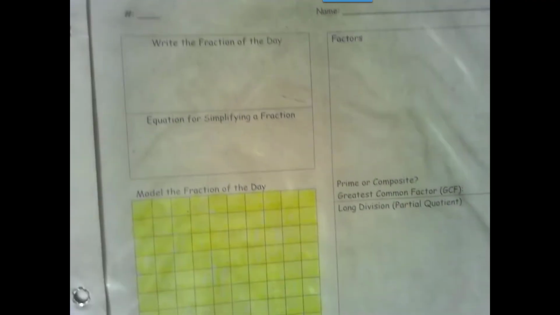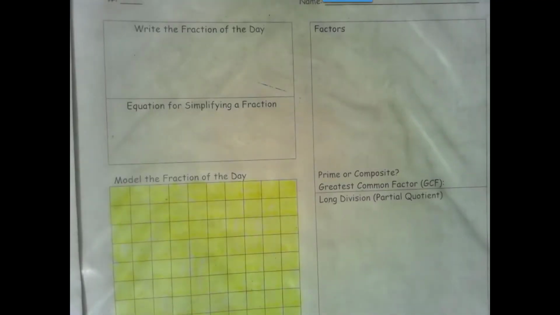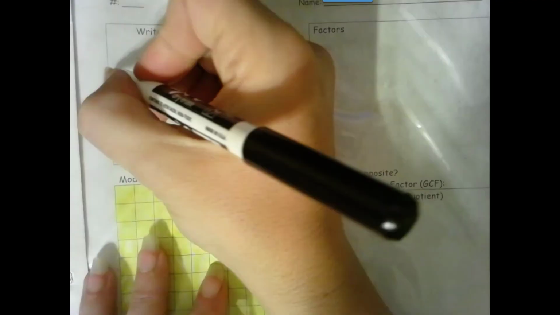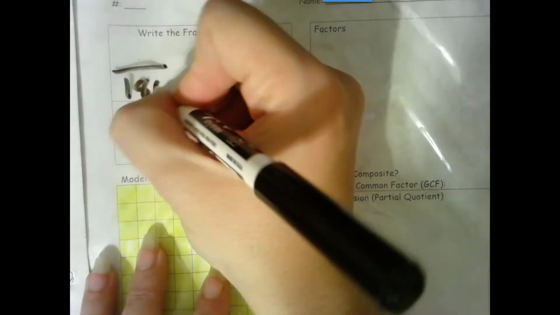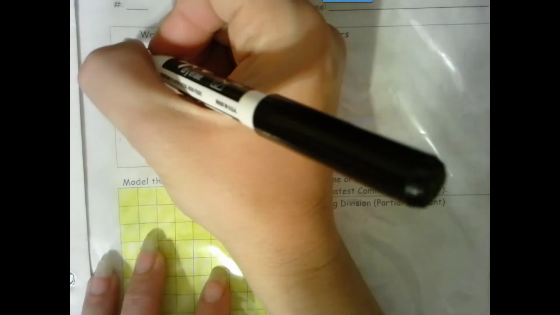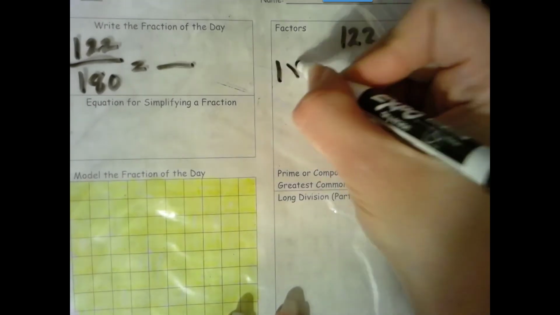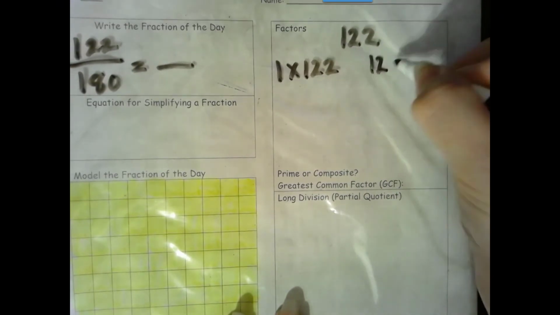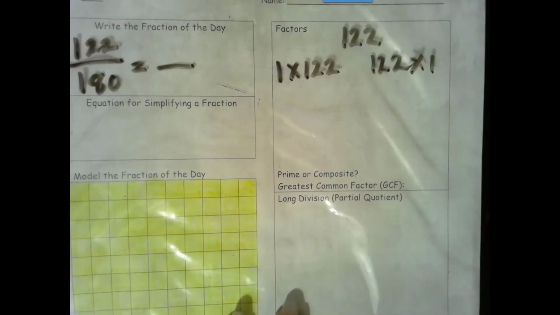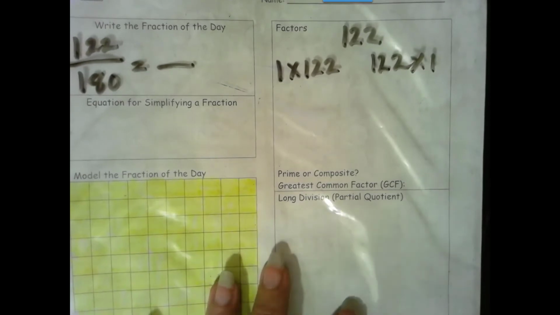Alright, let's go ahead and get down our beginning fraction. We have a total of 180 school days, and we are on day 122. Let's get down the factors of our numerator, which is 122. Two factors we always know are 1 and the number itself. Using the commutative property of multiplication, we can also write it as 122 times 1.